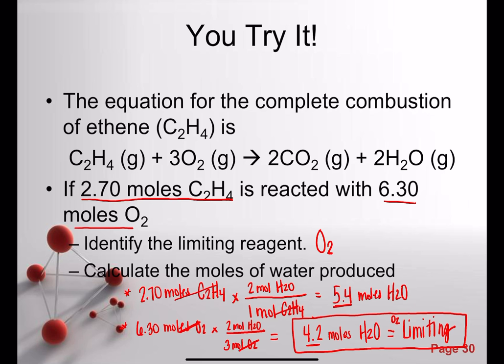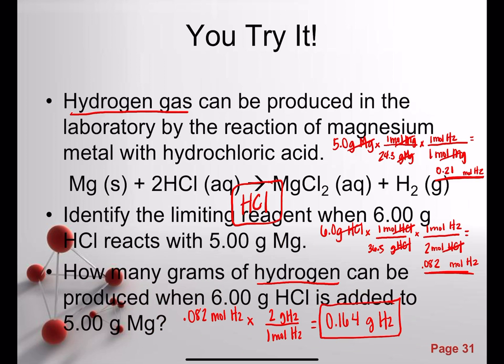So the 4.2 moles of water was the smaller number, and that was produced by oxygen. So oxygen was the limiting reagent. So 4.2 moles of water was all that was able to be produced. Okay, we knew we were looking for water because it told us here in this part of the question. The stem didn't give us any clues to that, but the question asked us about how many moles of water were going to be produced. Okay? Hopefully you got that one without problem.